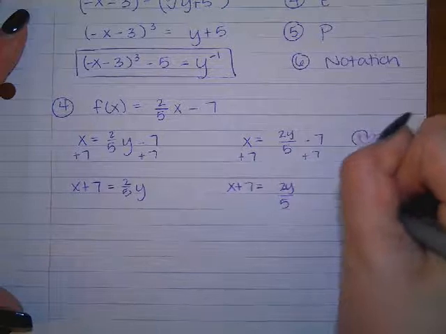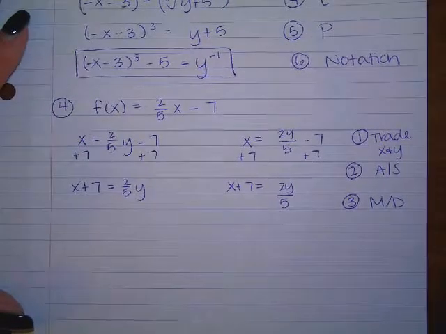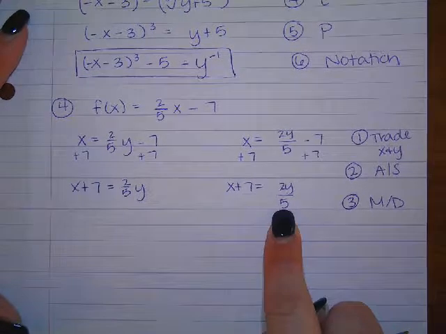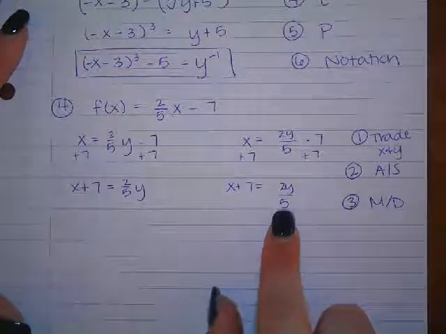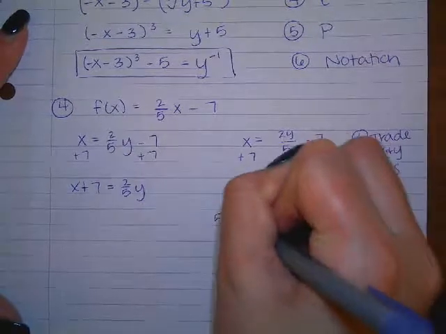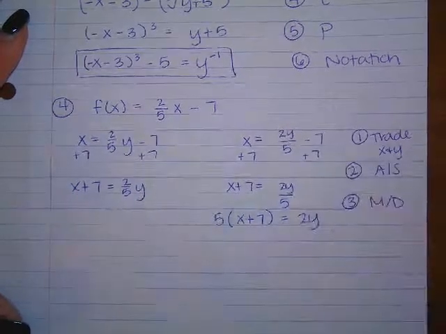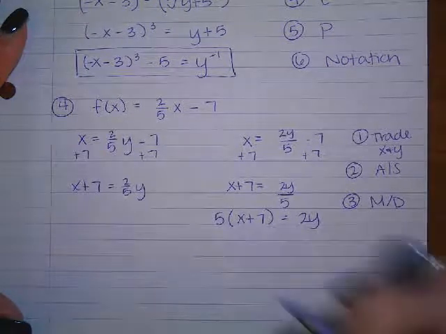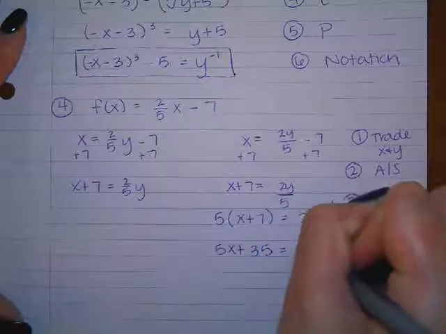So the third step says, what can we multiply or divide over to the other side? And this is the step where it might be helpful to have written the problem this way. So if you wrote the problem this way, what would you probably do next? Multiply the 5 over, right? Okay, so if we multiply the 5 over, then we have 5 times x plus 7 equals 2y. You can distribute the 5, so what do we have? 5x plus 35 equals 2y, okay?